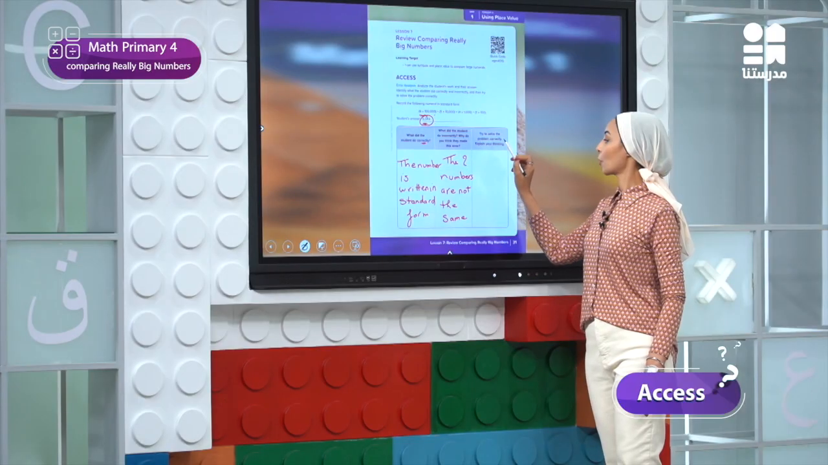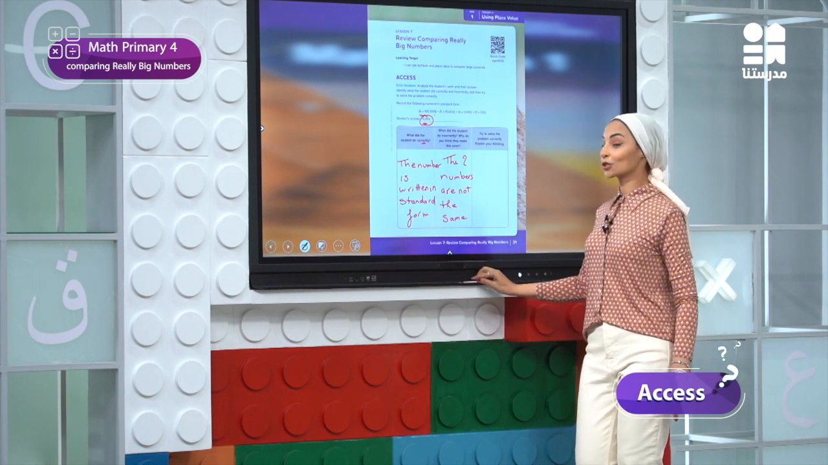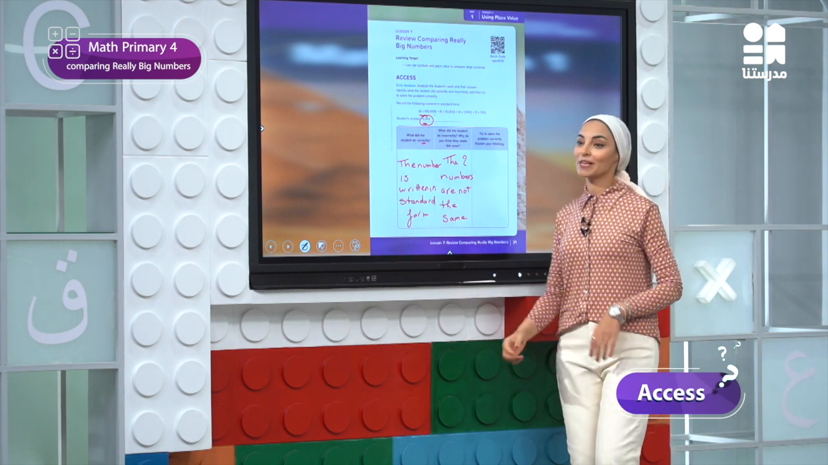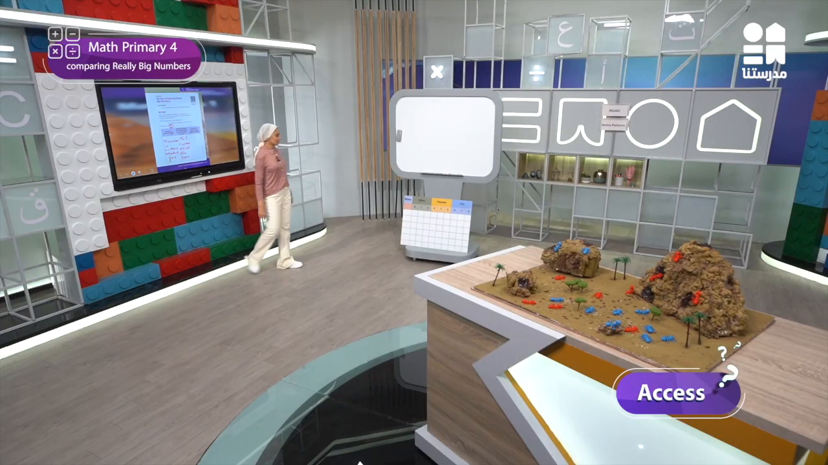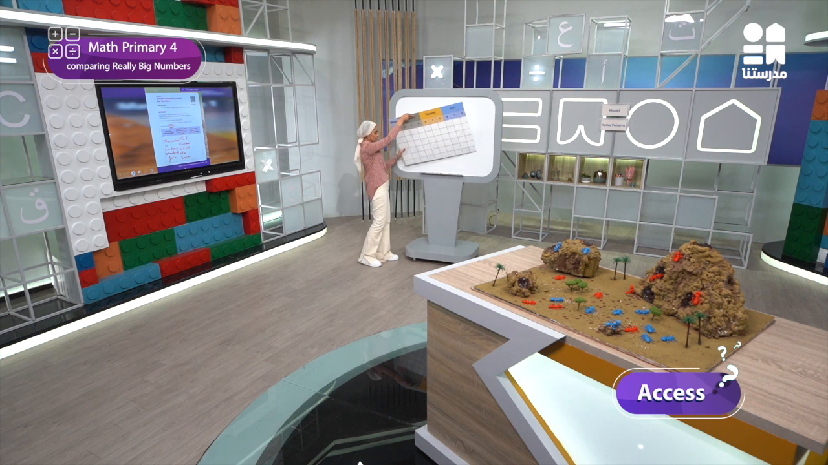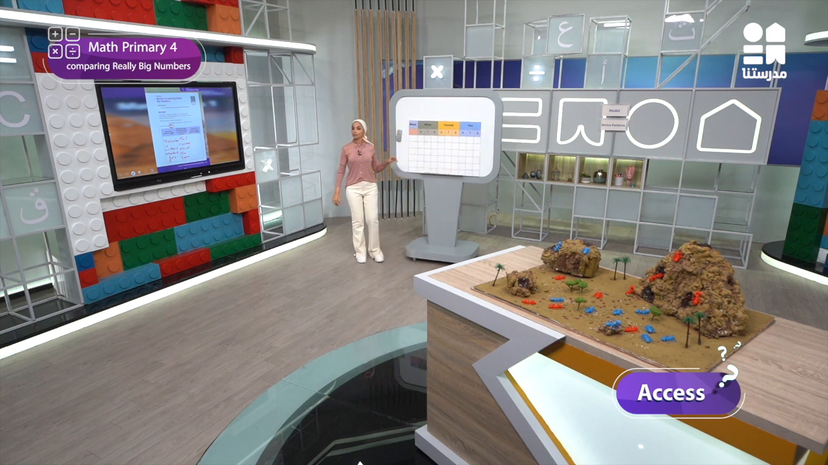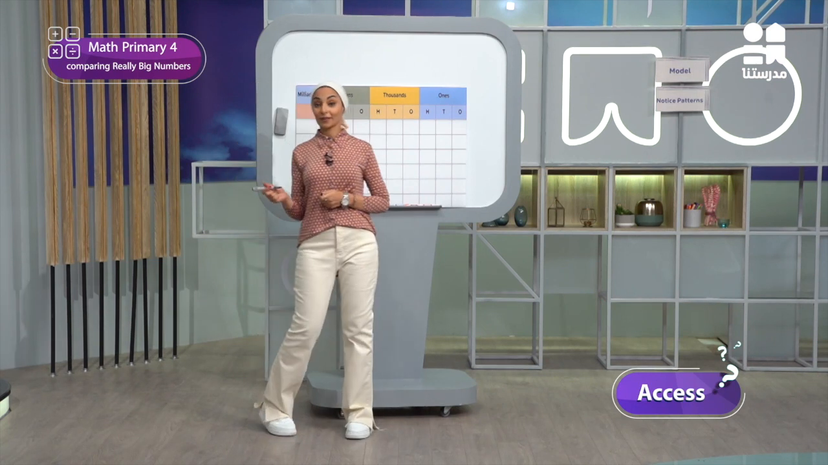Try to solve the problem correctly and explain your thinking. Let's try to solve this but in the place value chart. Let's do it. Here I have the place value chart as you see. Okay. Here we have the place value chart and I will write here the number correctly. Okay. Now let's try to write the correct answer.